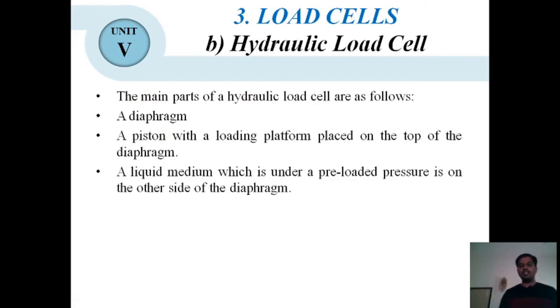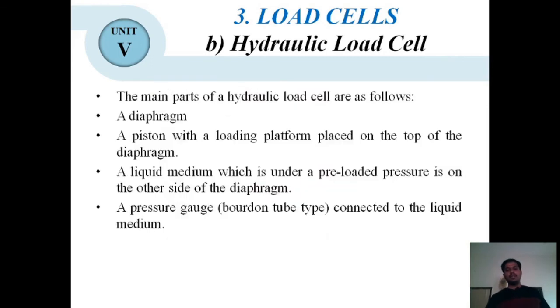A liquid medium which is under preloaded pressure is on the other side of the diaphragm. That means on one side of the diaphragm there will be a piston, and on the other side of the diaphragm there will be a liquid medium. A pressure gauge is connected to the liquid medium. Generally we use a Bourdon tube type of pressure gauge, which is connected to the liquid medium to measure the forces.